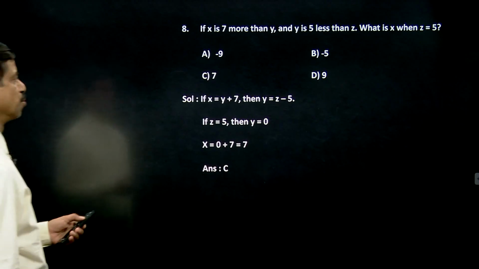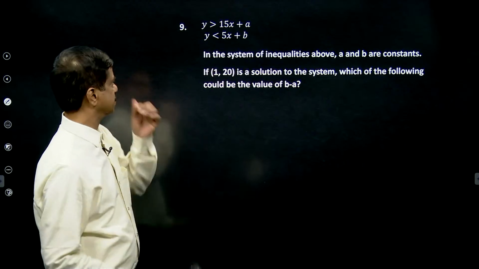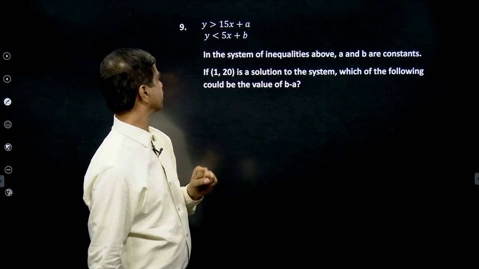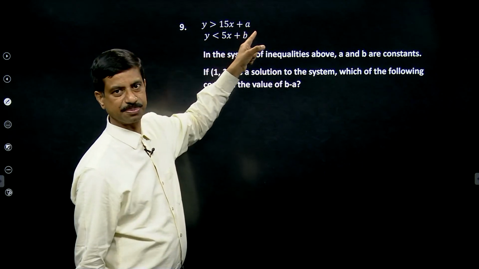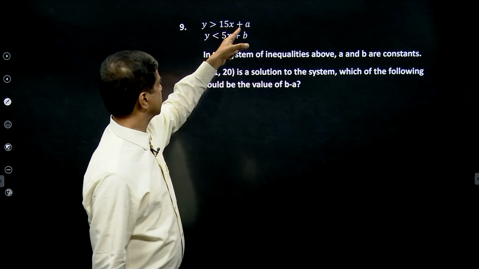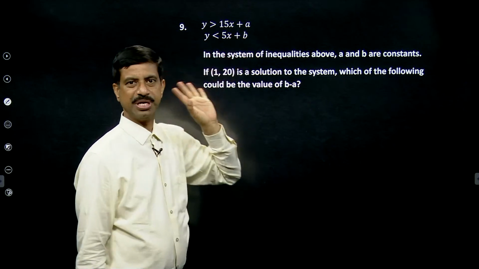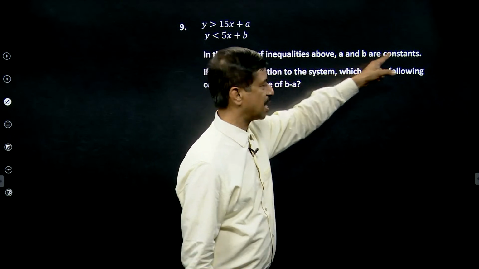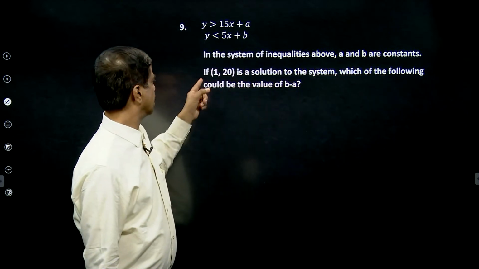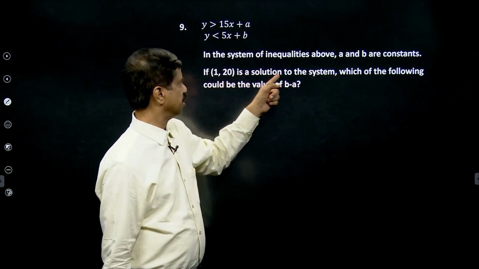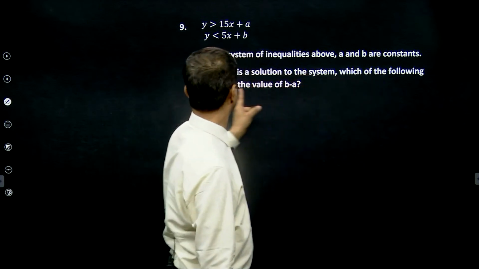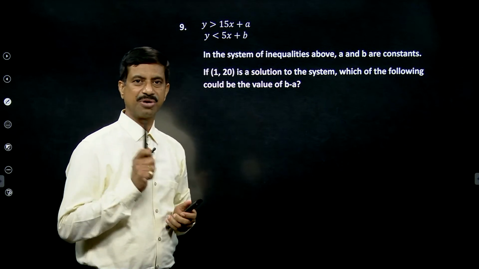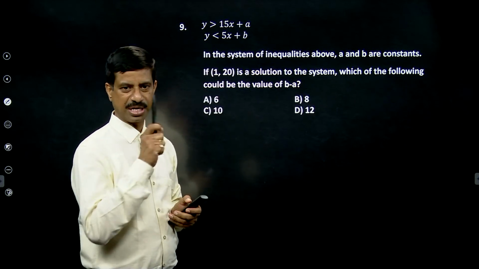Right, children? So, let us go to the next question. Look at this. y is greater than 15x plus a, and y is less than 5x plus b. In the system of inequalities above, a and b are constants. If (1, 20) is a solution to the system, which of the following could be the value of b minus a? (1, 20) means x is 1, y is 20.